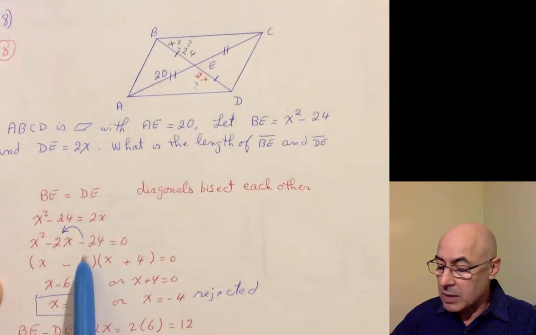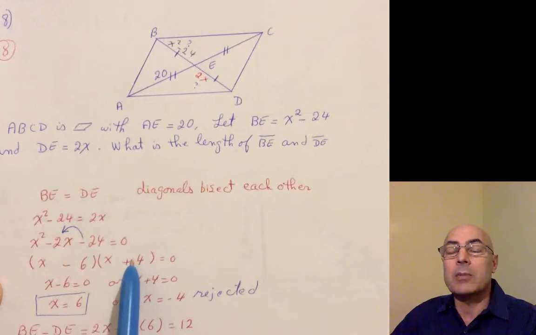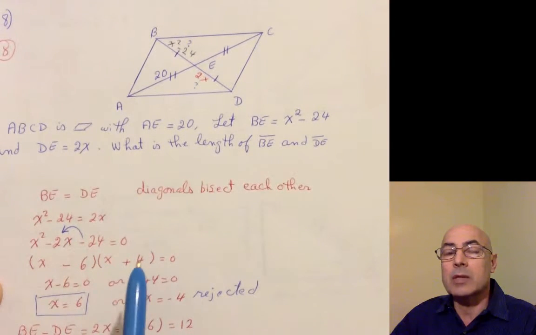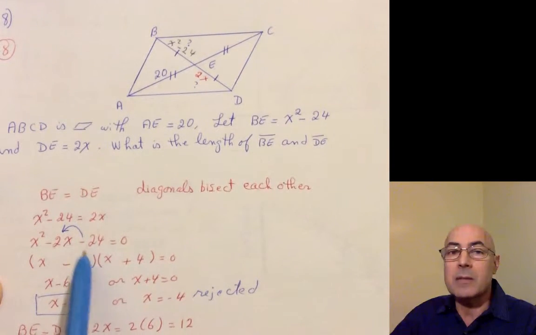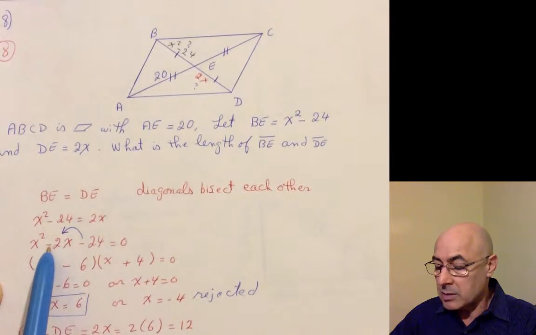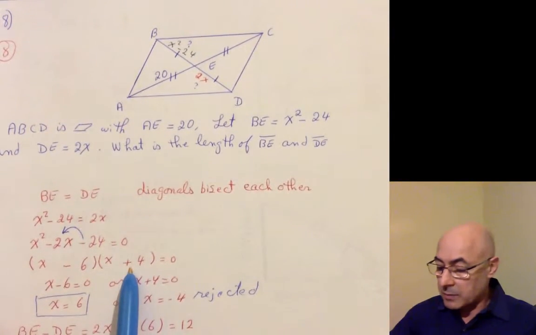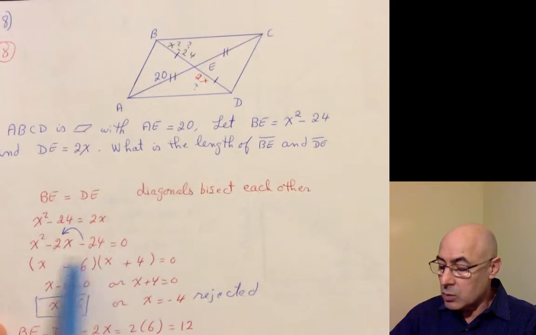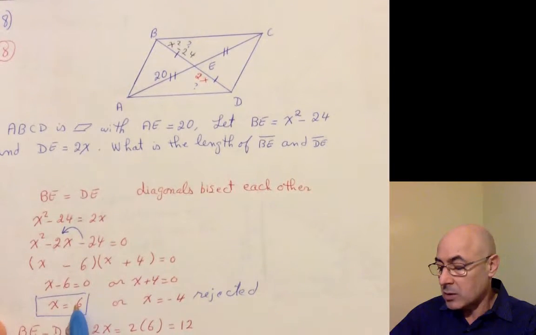I need 4 times 6 to give me negative 24, so one of the two numbers should be negative and the other positive. But which is going to be negative? The rule is the biggest number of the 4 and the 6, which is the 6, takes the sign of the middle term on the original trinomial. So the 6 takes the negative, and the other number is going to be positive. Now set each one of these two parentheses equal to 0. So either x minus 6 equals 0 or x plus 4 equals 0. Add 6, x equals 6. Subtract 4, x equals negative 4.